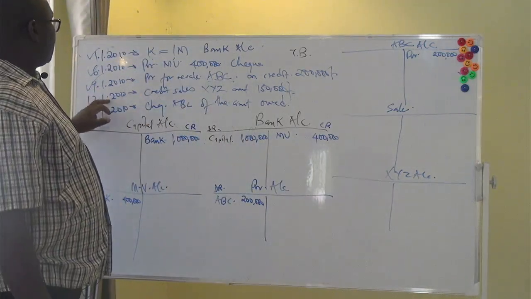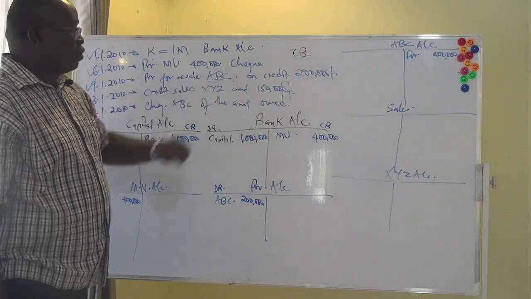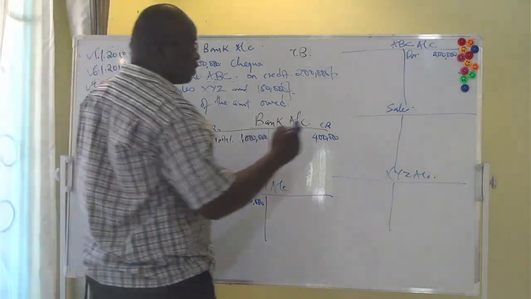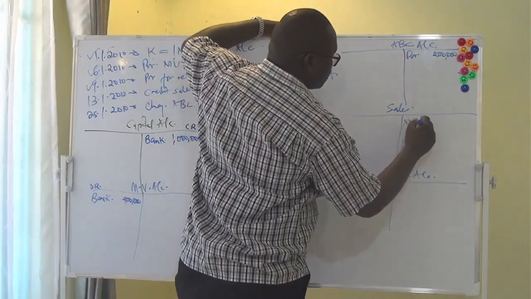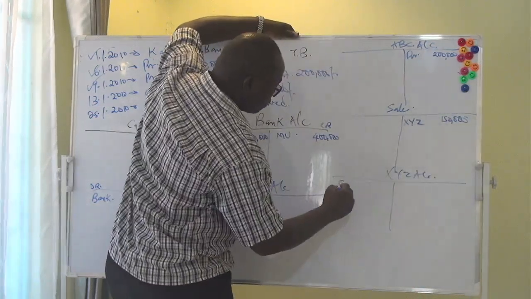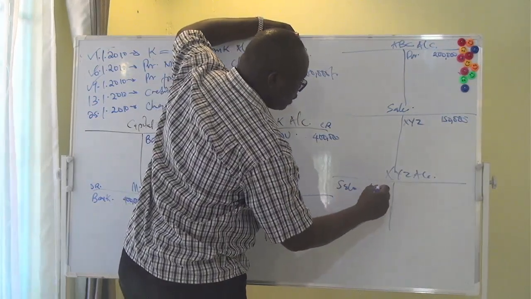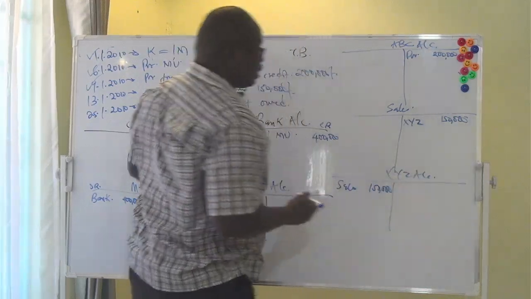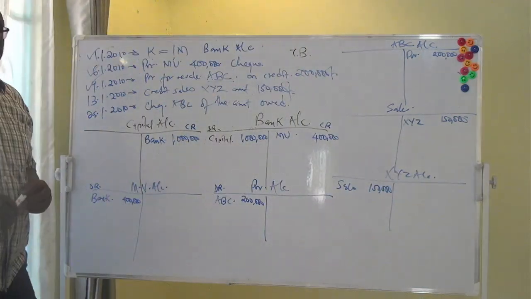So what happened on that day? There were credit sales amounting to 150,000 shillings. So for XYZ, we have 150,000 shillings there. Then we have sales here of 150,000 shillings. So that clears the double entry concept.